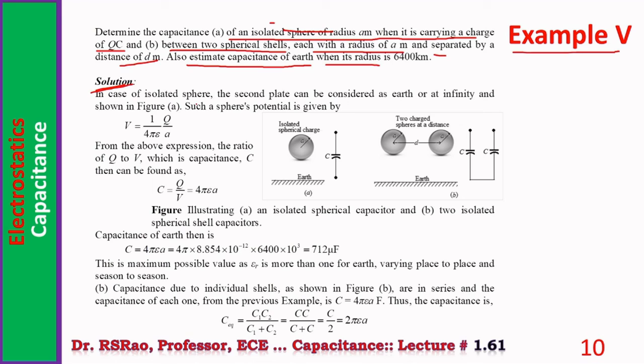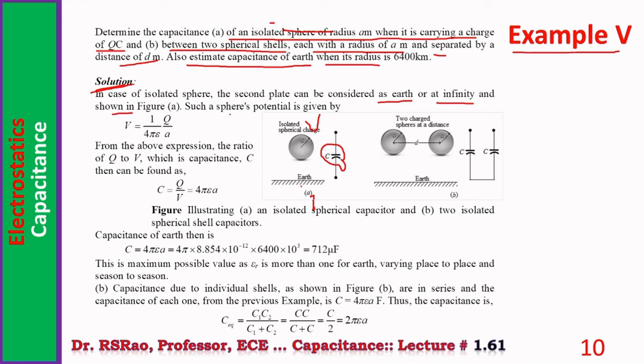In case of isolated sphere, the second plate can be considered as Earth or at infinity, and it is shown in figure A. So this is isolated spherical charge. This is Earth. Spherical charge is one plate. Earth can be considered as another plate. Between these two, there exists certain capacitance.